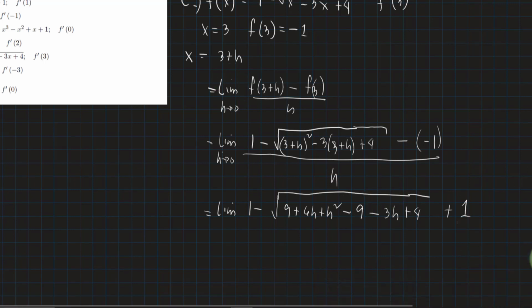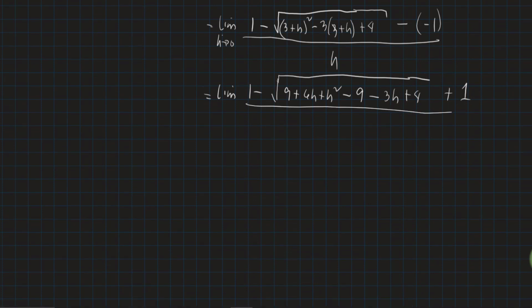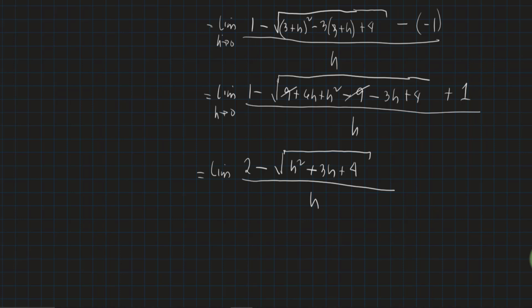All over h as h approaches 0 is equal to the limit of 1 minus square root of... Simplify natin to. This is cancel. So matitira is h squared plus 6h minus 3h, plus 3h na lang, plus 4, plus 1. Pagsamahin na natin to. So positive 1 tsaka negative 1 magiging positive 1, ito magiging 2 minus square root, all over h. Ito pinagsama ko lang to as h approaches 0 is equal to the limit of 2.